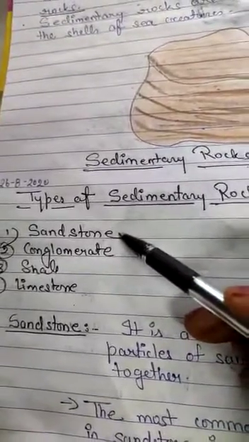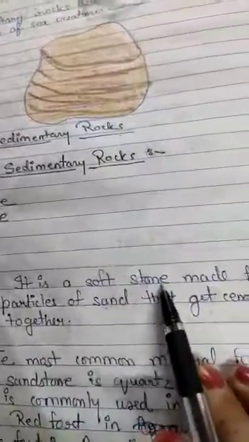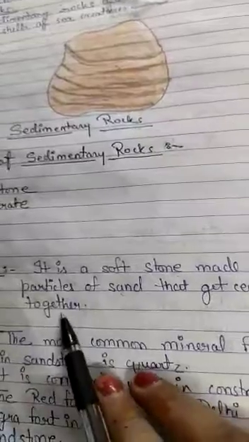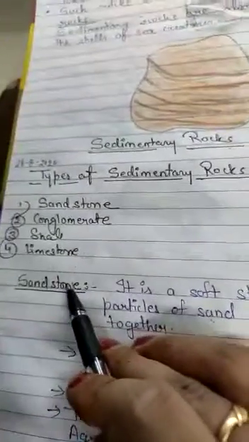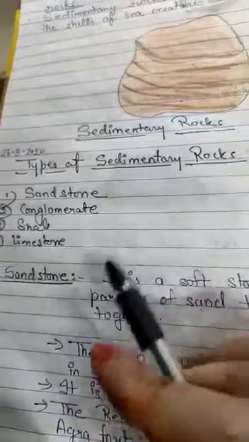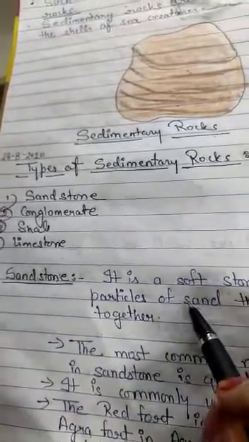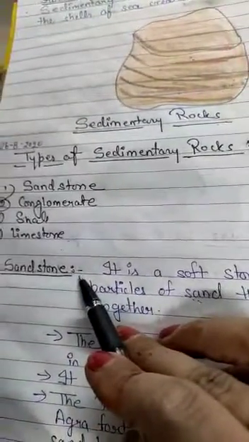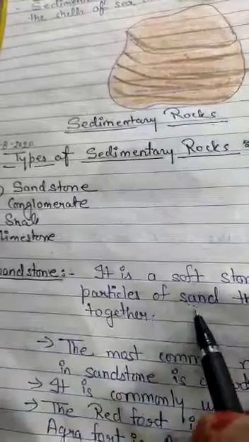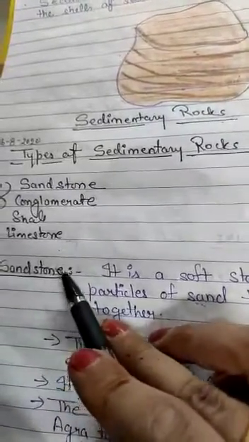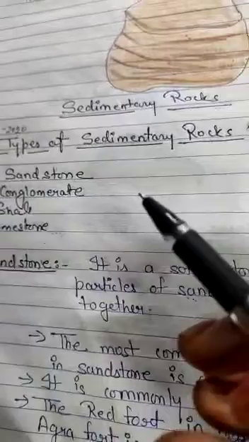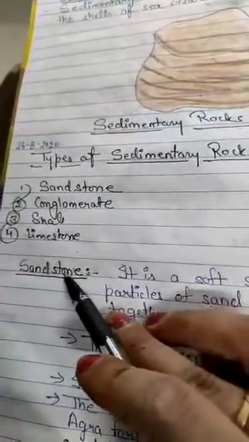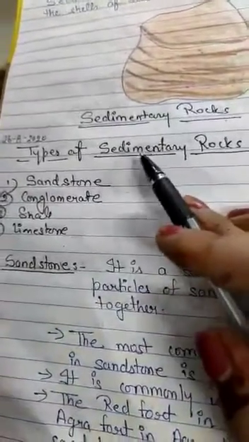Let's start with the first type of it, sandstone. It is a soft stone made from particles of sand that get cemented together. It means the sandstone is made up of small particles of sand, or you can say small grains of sand. How do these small grains make sandstone? They get cemented together. They get joined together with the help of minerals and make this type of stone. It is a type of sedimentary rock.